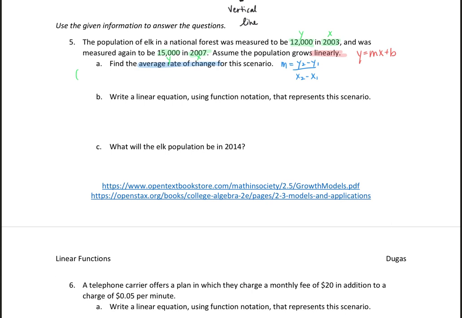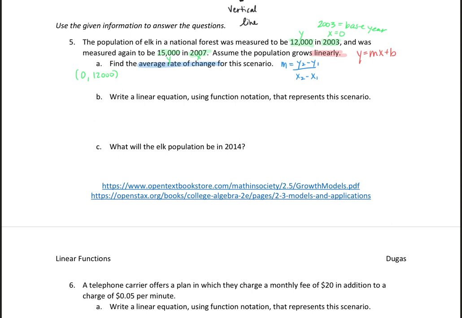Now be careful here, you can write the year if you want, but generally when you're talking about time, you're talking about the passage of time, like how many years it's been. So notice the earliest year is 2003. 2003 is going to be the base year. This is when everything starts. So you're going to say that this is 0. So at time period 0, you have a population of 12,000.